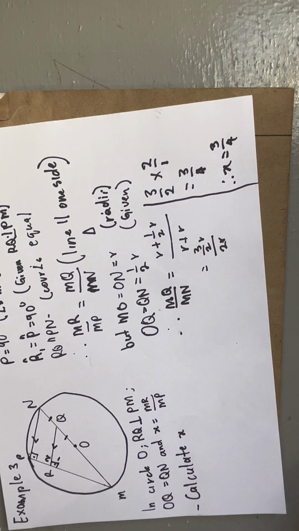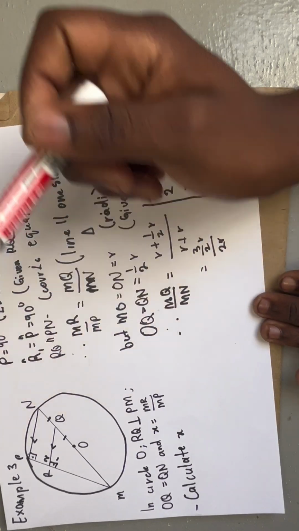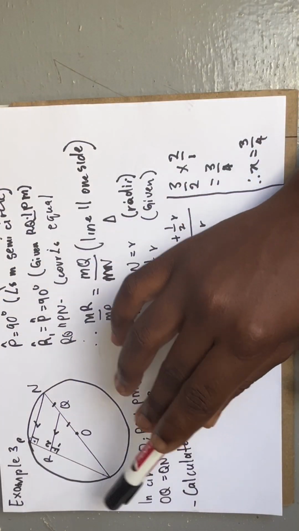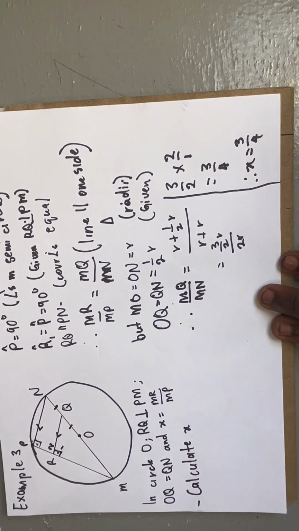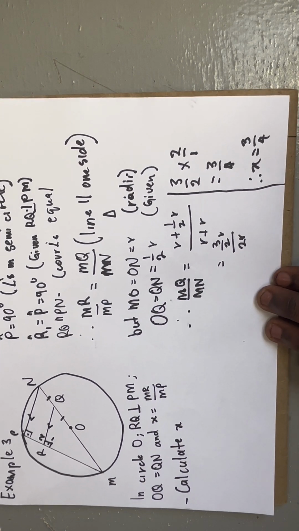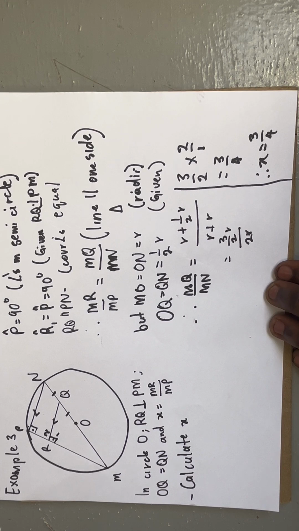And questions like this are your level 4 questions, where they want you to think critically and think outside the box. But one of the most important things you needed to do was firstly prove that these two sides are in proportion, and then you work from there. So I think that's it when it comes to your example 3.